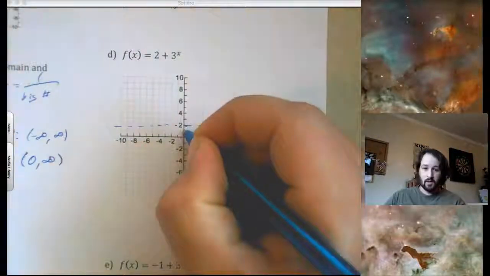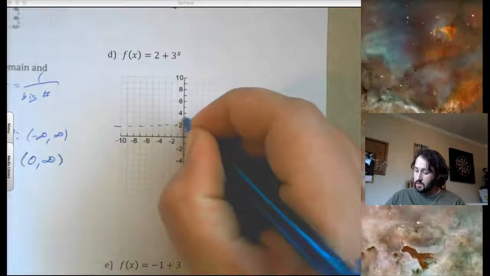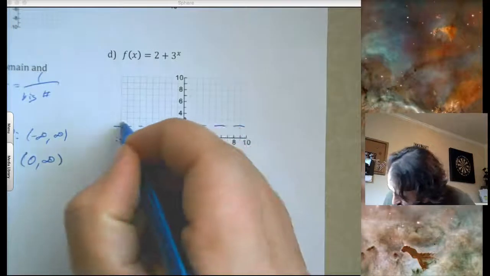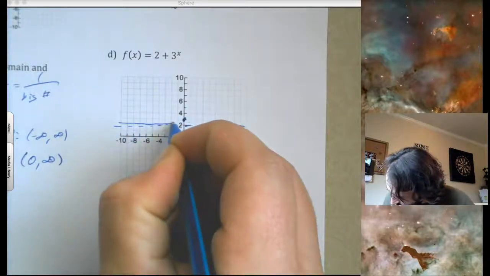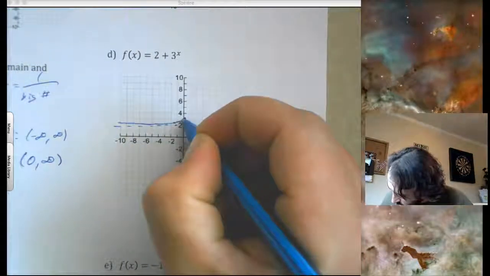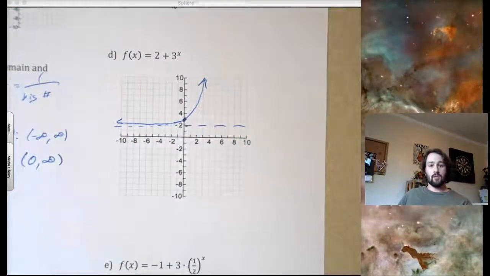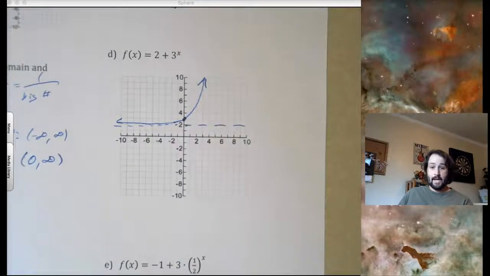Then the y-intercept of 1 was moved up 2 to 3 now. So I'm going to get closer to my asymptote on that side. And then I know since I'm a growth, because my base is greater than 1, my graph is going to grow in that direction.